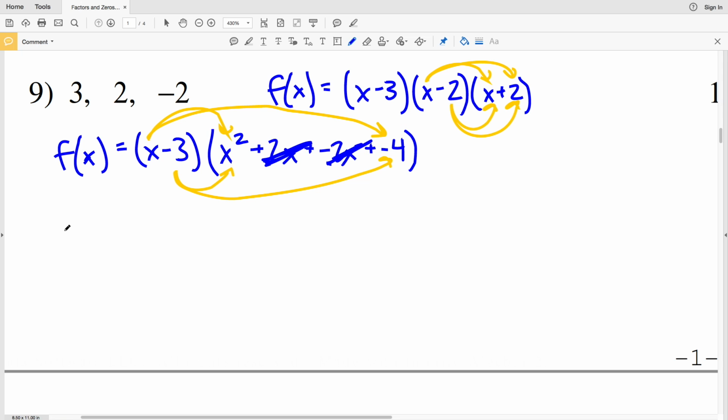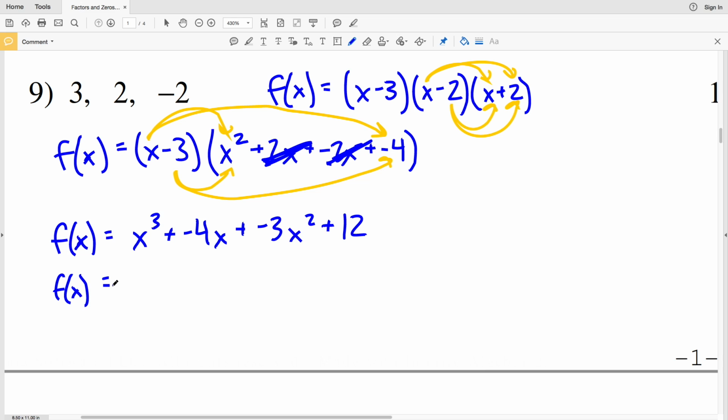So x times x squared, my function, will equal x cubed, and then x times negative 4 will be plus negative 4x, and then negative 3 times x squared will be plus negative 3x squared, and then negative 3 times negative 4 will be plus a positive 12. Now I'm going to rewrite this in order of degree. So I'll start with my x cubed, and then go to my x squared, which is plus a negative 3x squared, or minus 3x squared, and then I'll subtract 4x to the first, or simply 4x, and then add 12.